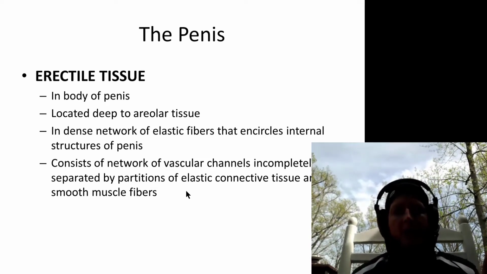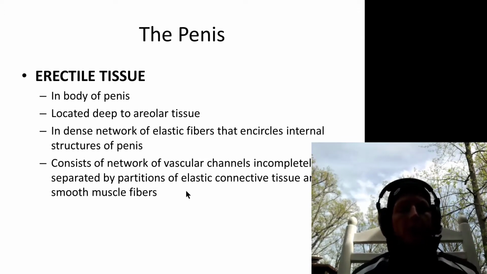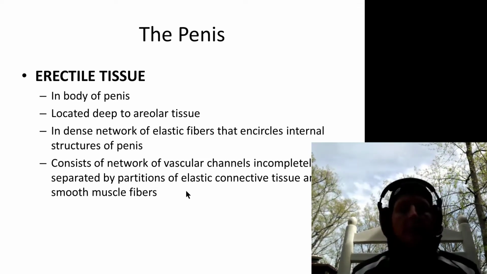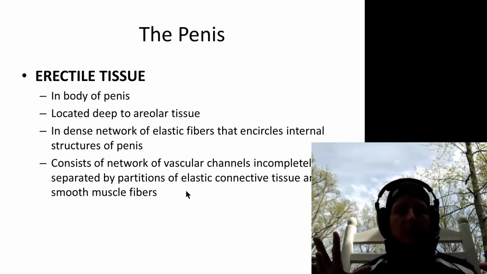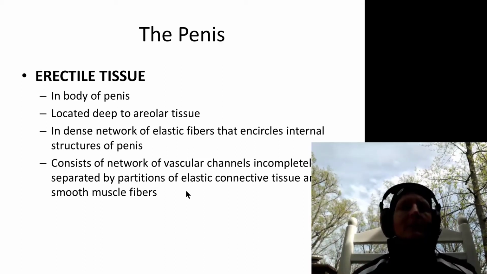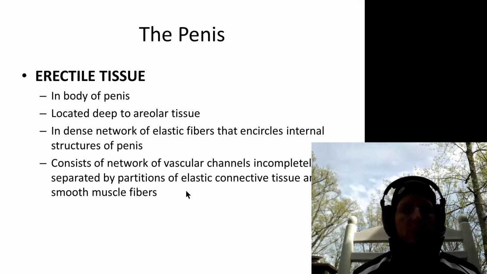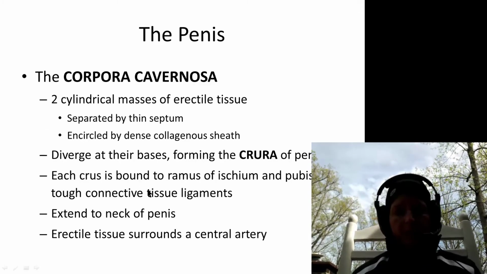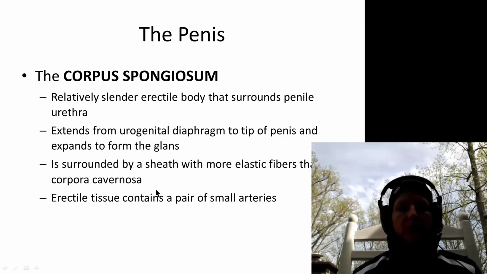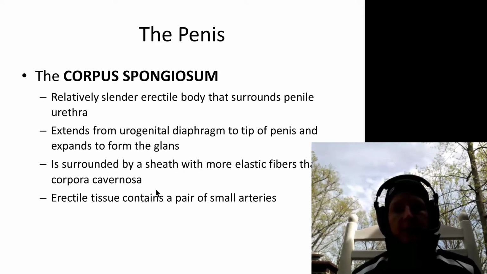And nitric oxide, which you probably will recall, is one of the things that dilates smooth muscle, or I should say dilates blood vessels. So it relaxes the smooth muscle and that dilates the blood vessels. That allows blood flow in there. And then as long as the blood flow is in there and retained in these erectile bodies, then the organ will be erect. All right, we've already talked about the two corpora cavernosa. We talked about the corpus spongiosum already.